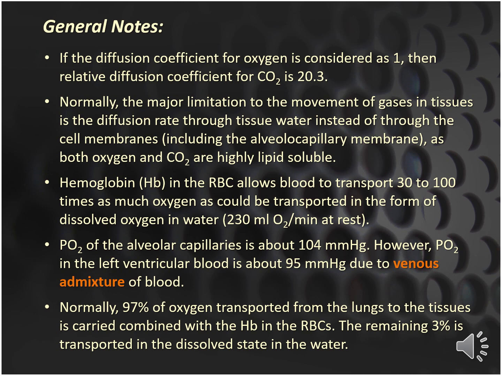Also remember that the partial pressure of oxygen in the alveolar capillaries is about 104, or close to 100 millimeter of mercury. However, the partial pressure in the left ventricular blood is about 95 millimeter of mercury due to venous admixture of the blood. Definitely you will ask now, what is the venous admixture?